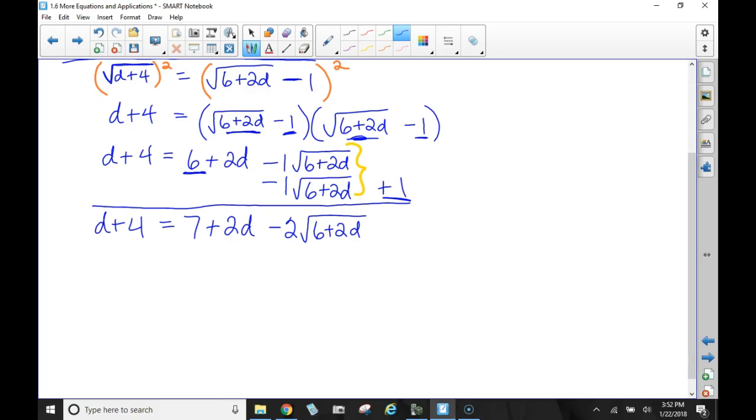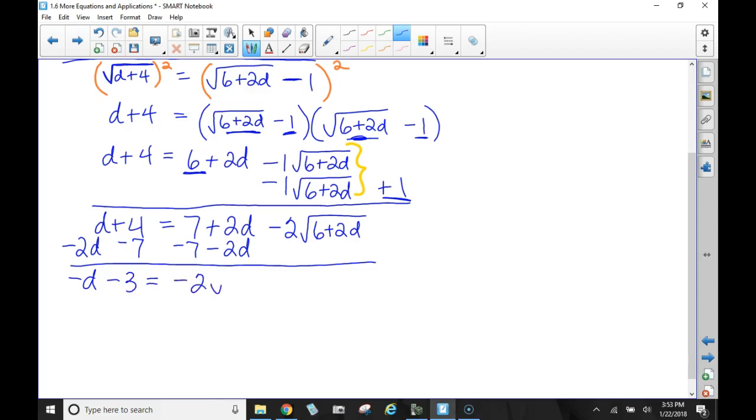Okay, now start the process over again. We're going to isolate the radical. We're going to isolate the square root of 6 plus 2d. Then we're going to square both sides to get rid of it. So subtract 7 from both sides, and let's subtract 2d from both sides. All right, so we have -1d, or just -d, minus 3 equals negative 2 square root of 6 plus 2d.